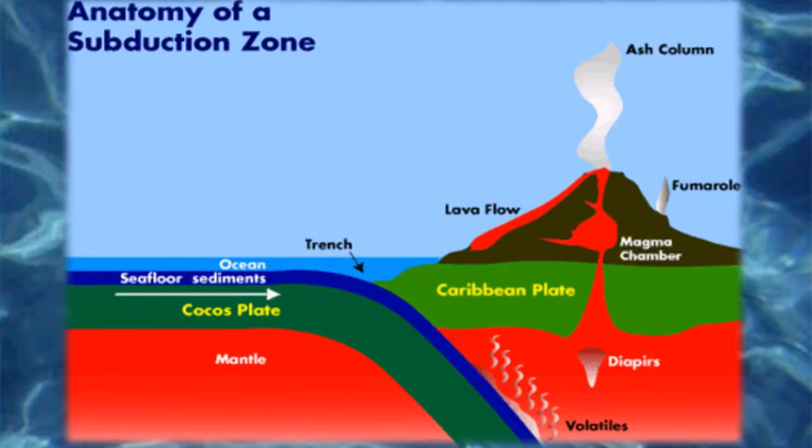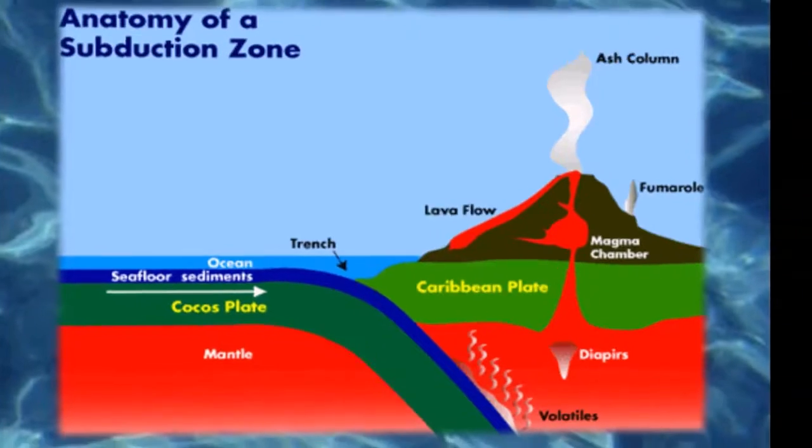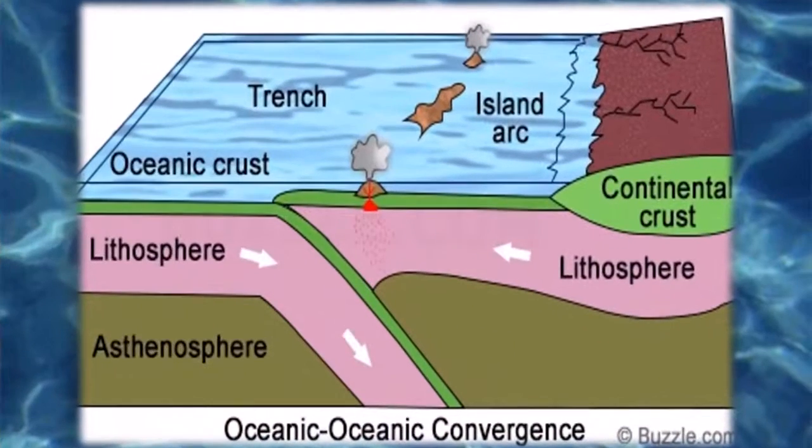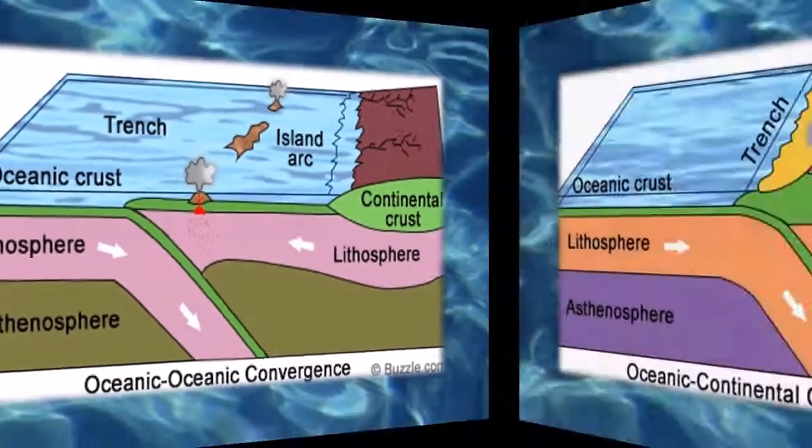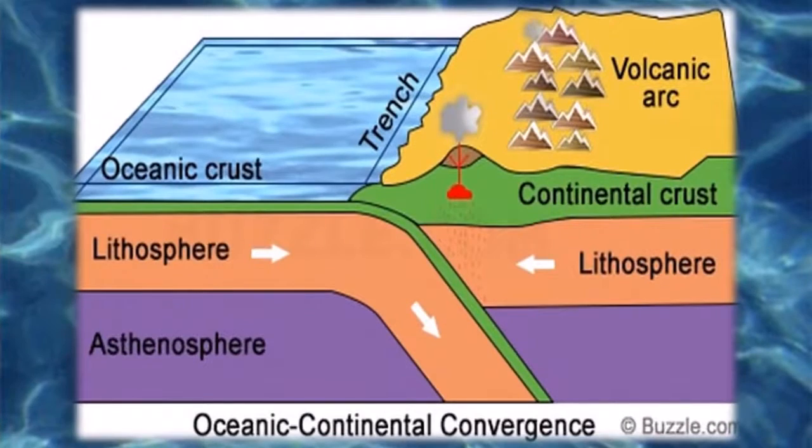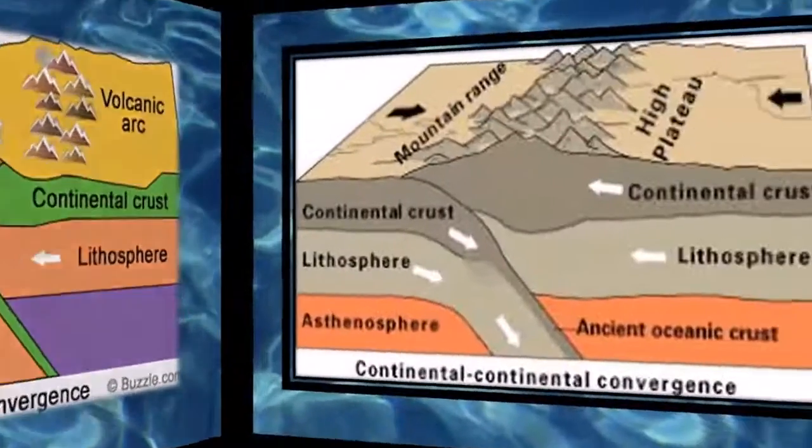along the convergent boundary. Convergent plate boundaries occur where two plates are moving toward each other, and are of three types, depending on whether ocean or continental crust is present on either side of the boundary. The types are ocean-ocean, ocean-continent, and continent-continent.